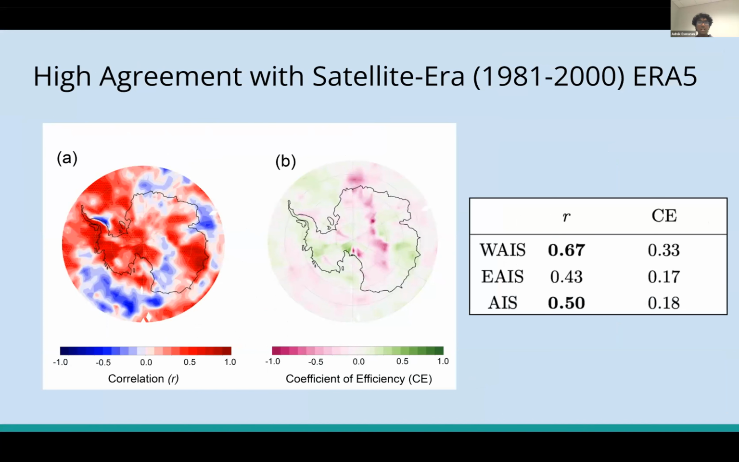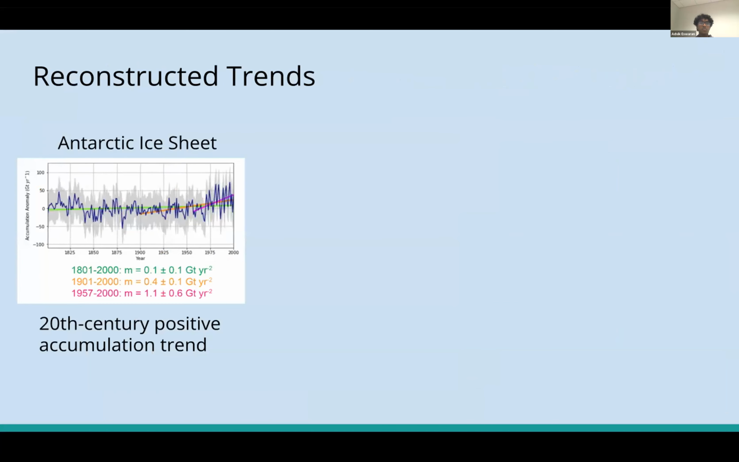And with this, we've validated enough of our reconstruction to say, with a reasonable degree of confidence, that we have a skillful reconstruction. And so now we move on to the actual trends that our reconstruction finds. First, looking at the Antarctic ice sheet overall, we do find a positive, significant accumulation trend over the course of the 20th century. And you can see that this accelerates into the late century. We have about 0.4 gigatons per year squared of an accumulation rate trend from 1901 to 2000, whereas in the latter half of the century, from 1957 onwards, we have a 1.1 gigaton per year squared trend.